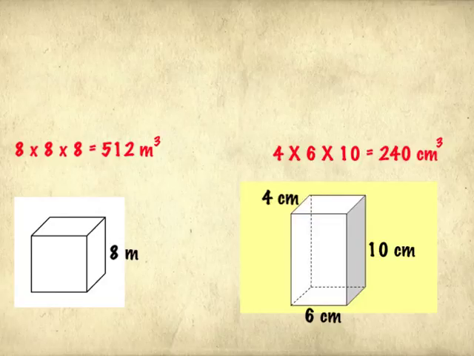So to find the volume of the cube, I did 8 times 8 times 8, which equaled 512 meters cubed. I need that cubed. And for the prism, I did 4 times 6 times 10, which gave me 240 centimeters cubed. Be careful here. Every now and then I have people who go, oh, 3 times 8 is 24. Not accurate. It needs to be 8 times 8 times 8, which is 64 times 8. Very different.